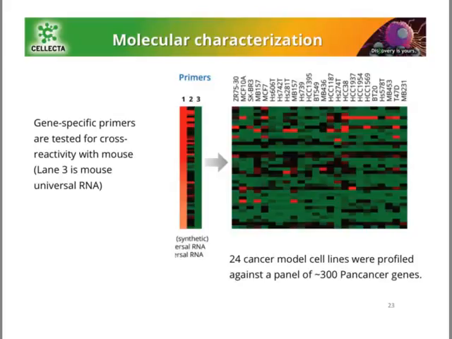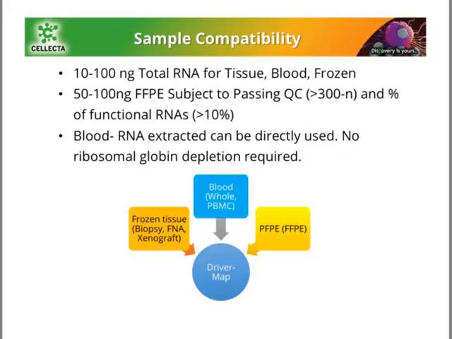They've also looked at cross-reactivity, which is very, very important when you're looking at xenograft models. So this is just to give you an idea that this particular data is around 300 pan-cancer genes, and the data was generated using 24 cancer models, these regular cell lines that we use in oncology screening programs. So that's just one way of also using this particular platform.